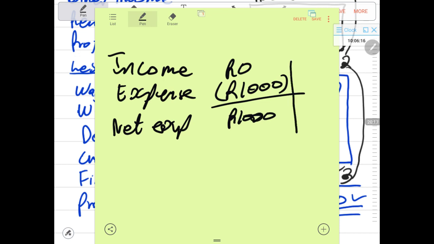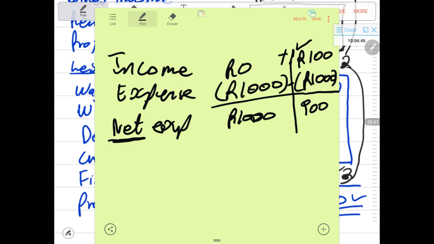Now, if our income increases from zero to 100 rand, and our expenses remain minus 1,000, do we see that our net expenses will decrease to 900? Why will the expenses decrease to 900? Because the increase in the income will decrease the net expenses. Incomes are positive and expenses are negative. That means it is income minus expenses, meaning our expenses are always decreased by the incomes.